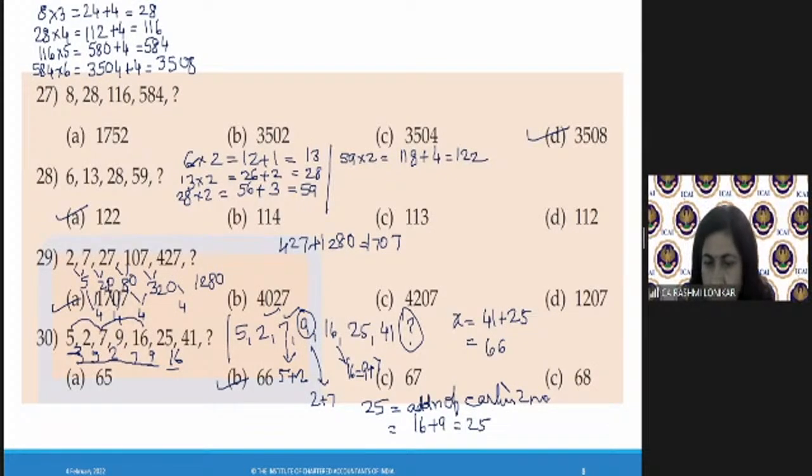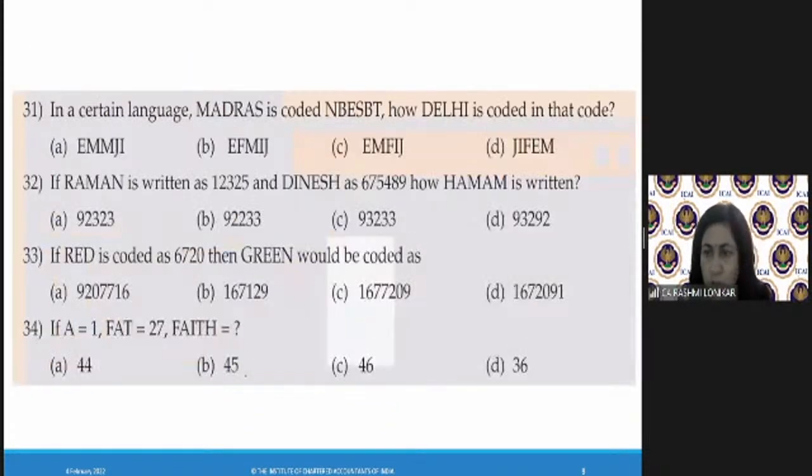Okay. So let us go to the next part where we have coding and decoding. So before that, I'll just check whether you have any questions still here.